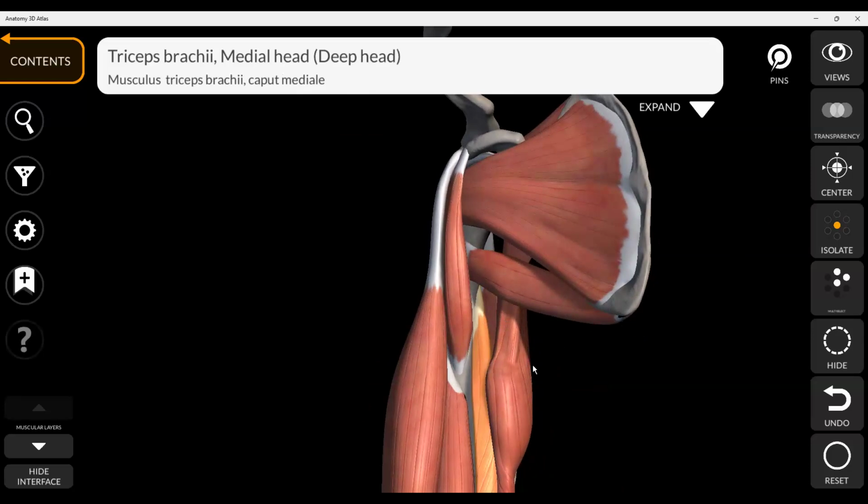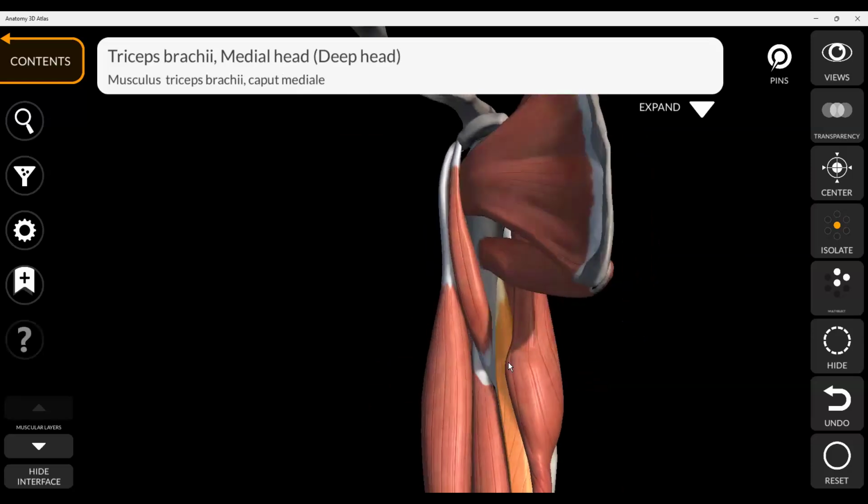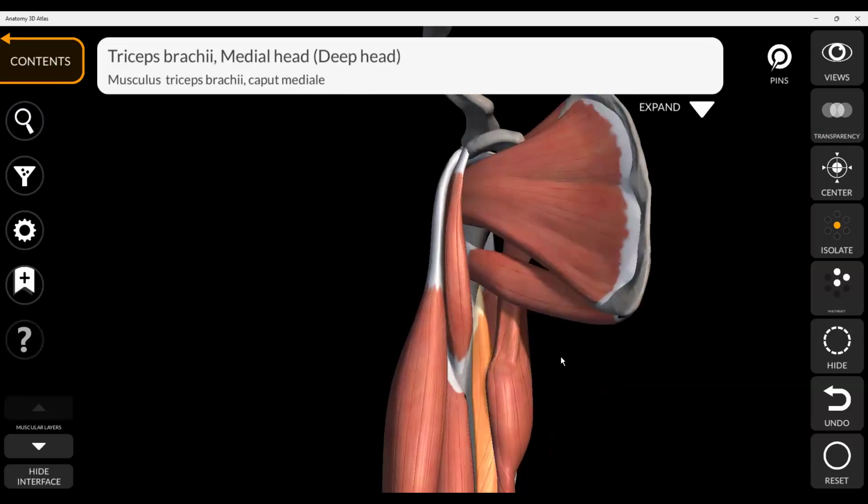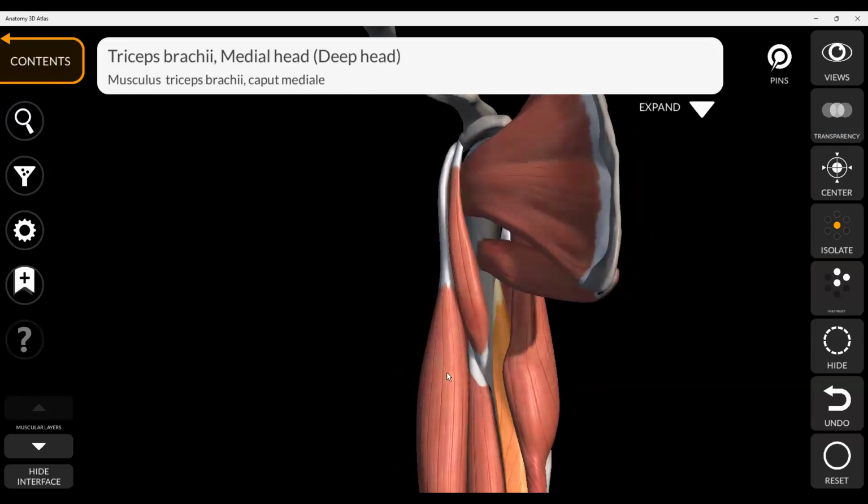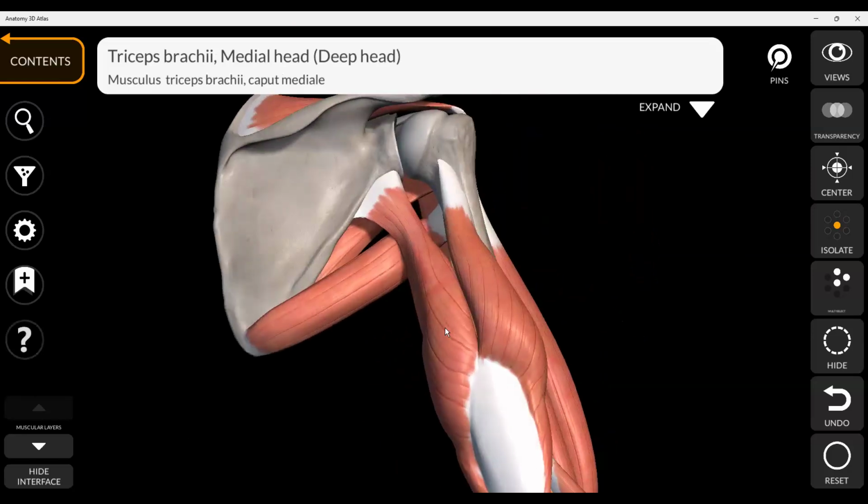So basically it is known as the triceps because it has three heads. We have the medial head, which remains on the medial side of the radial groove, then the lateral head, which remains at the lateral side of the radial groove, and the third head, which is known as the long head. It attaches with the infraglenoid tubercle of the scapula.